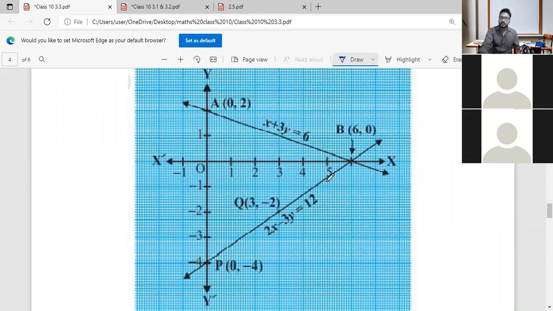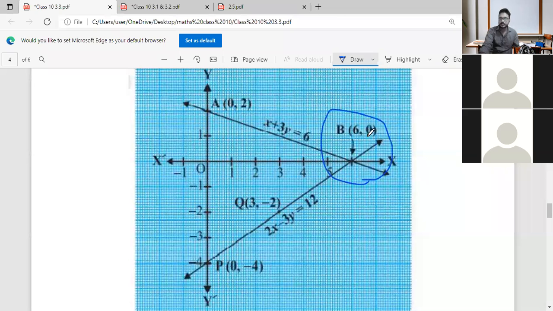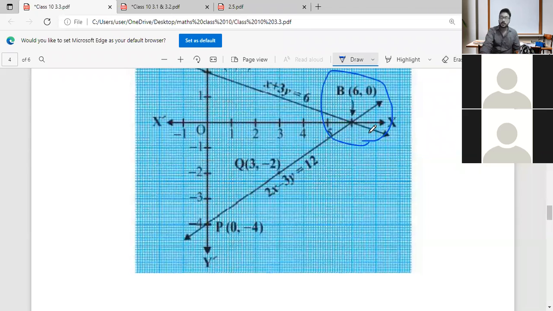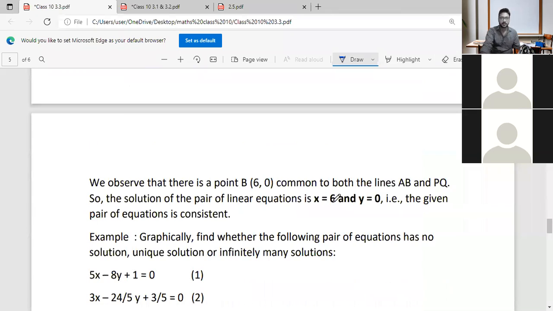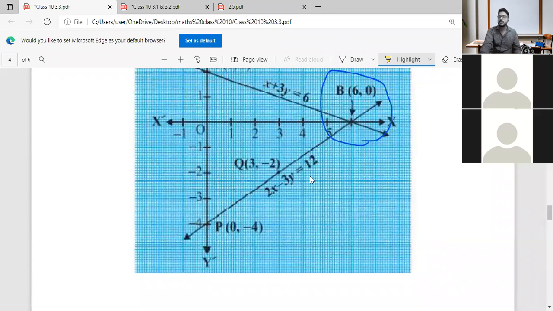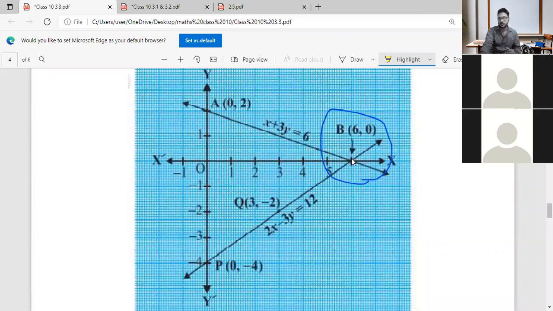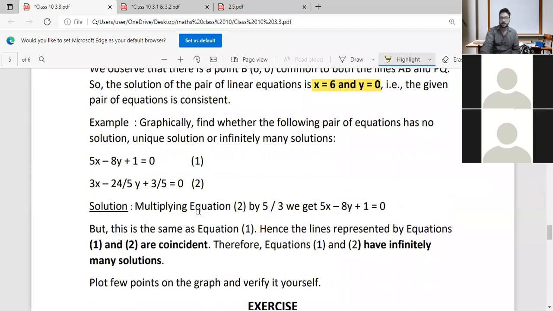See, when we draw this, we can see that these 2 lines are intersecting at the point (6, 0). So we can clearly say the solution of these 2 equations is (6, 0). That is, the value of x is equal to 6 and the value of y is equal to 0. Clear? Yes, sir. So we can conclude that the pair is consistent and the solution is x equal to 6 and y equal to 0.